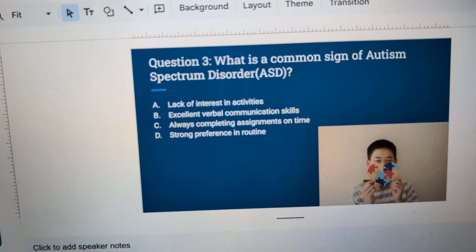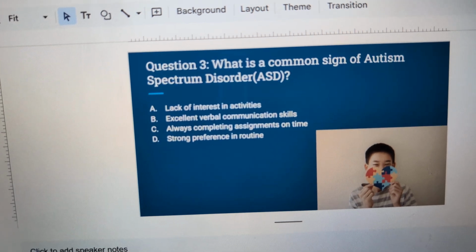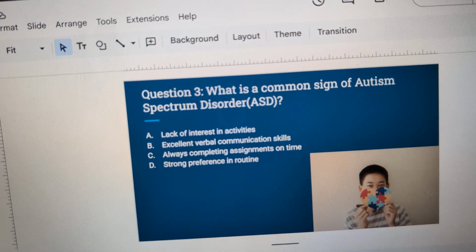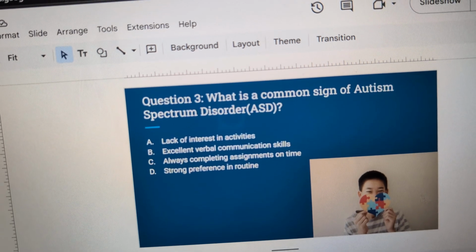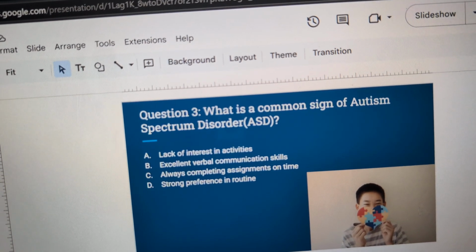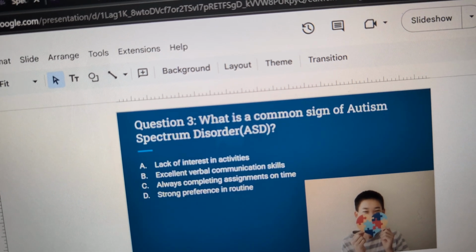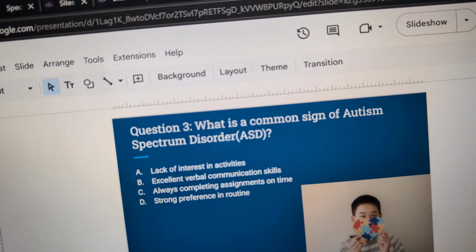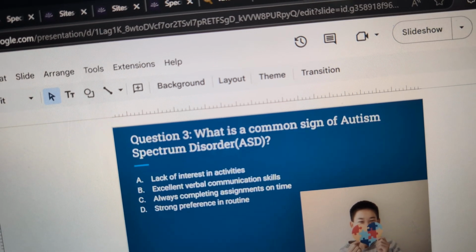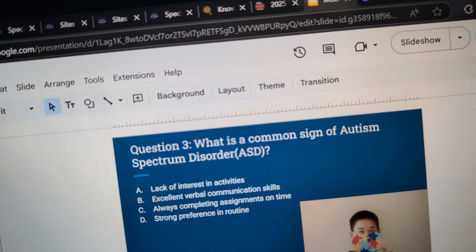Common signs of autism affect communication. Social interactions and repetitive behavior are some signs. For example, communication could be difficult, taking cues from others. Communicating only to get needs met. Repetitive patterns of behavior, such as lining toys up in a line, just like we saw on the video.